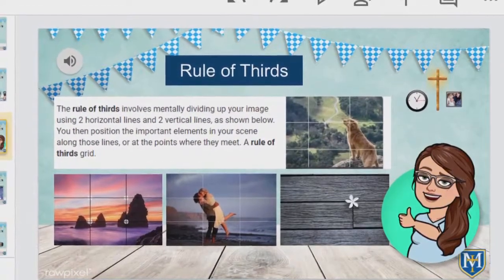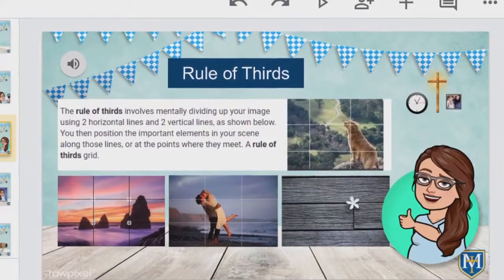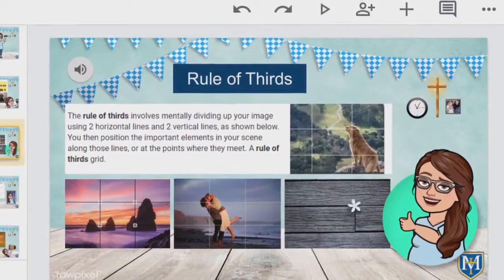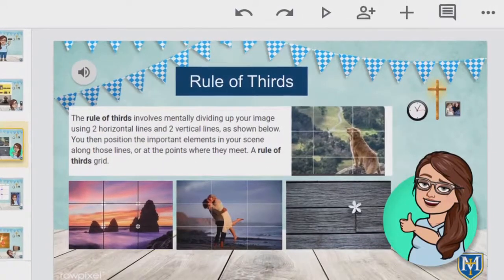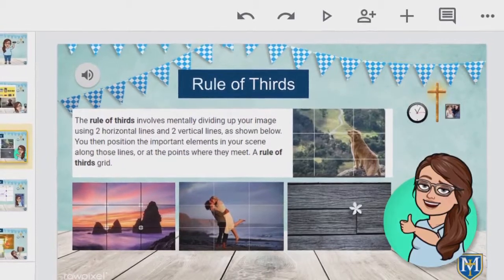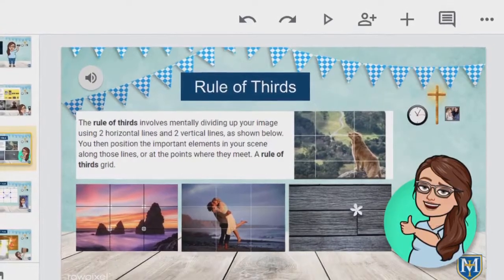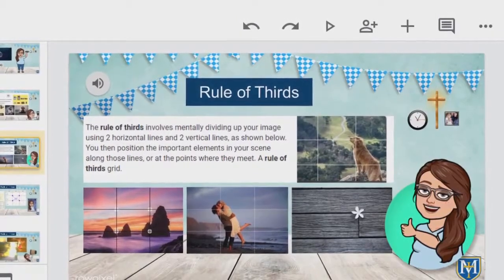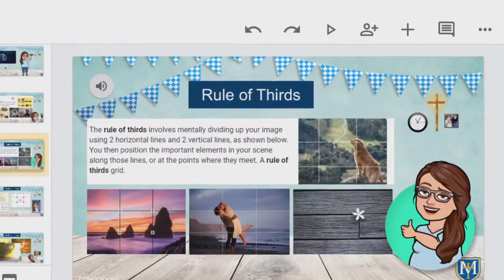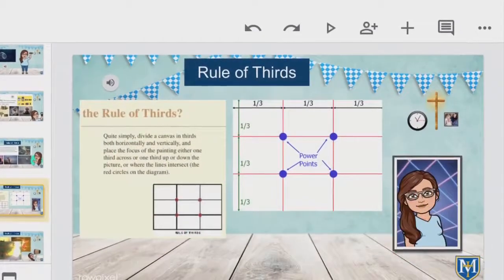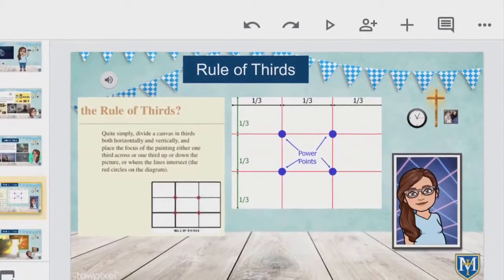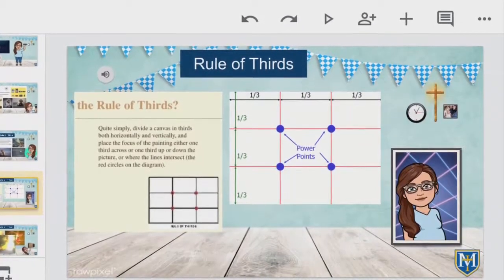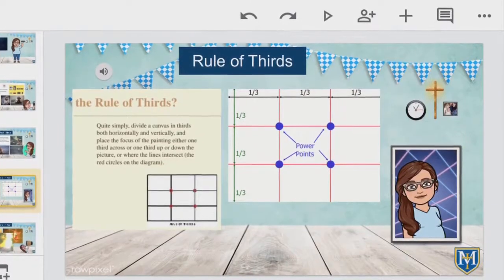The rule of thirds involves mentally dividing up your image using 2 horizontal lines and 2 vertical lines as shown in these images. You then position the important elements in your scene along those lines or at the points where they meet. Basically, we're taking a big tic-tac-toe board and superimposing it upon an image and lining up the main subject of our image with a power point.